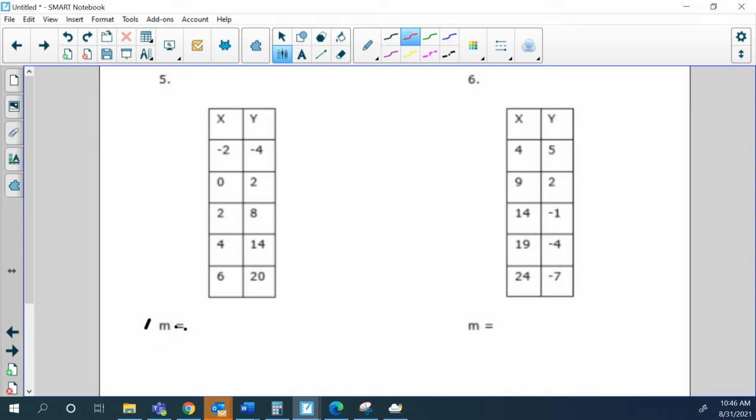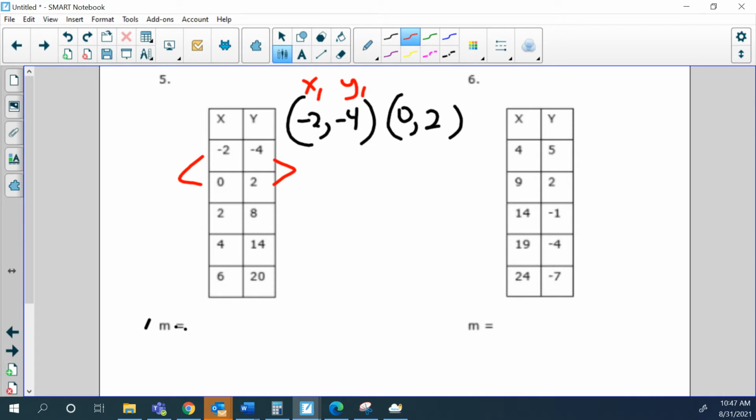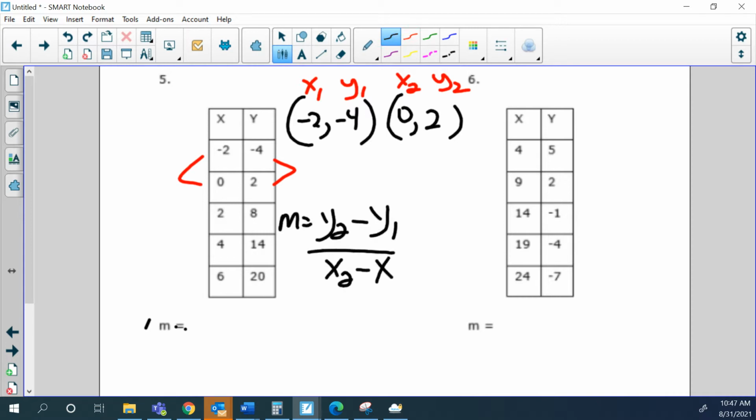So pick 2 points. I'm just going to go with these 2 right here. So it's going to be negative 2, comma, negative 4 is 1 point, and the other point is 0, comma 2. So my x1 is that one, that's my y1, that's my x2, that's my y2. My formula is m is equal to y2 minus y1 over x2 minus x1.